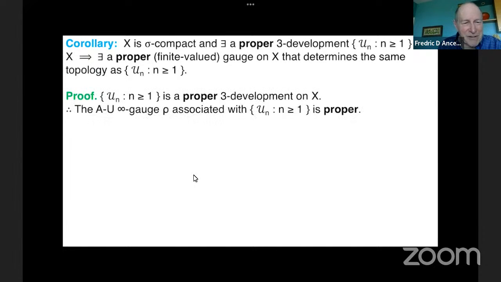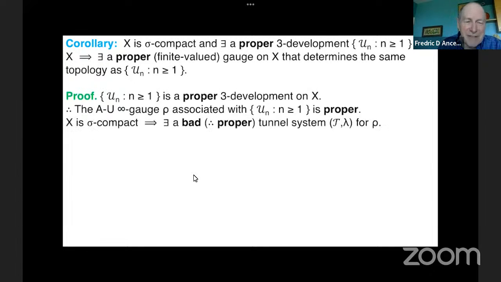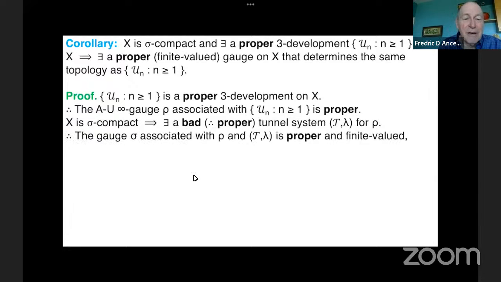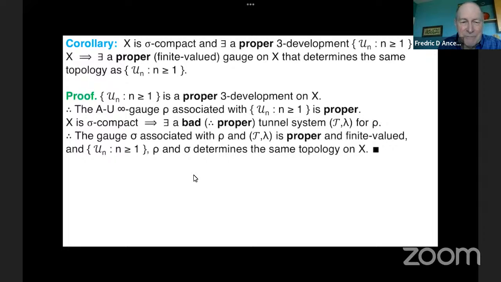Well, I sketched what I just said. You have your proper 3 development. From it, you create the infinite value gauge. You take a bad tunnel system, it's proper. And that gives you, when you use both the tunnel system and the original infinity gauge to define the distance between 2 points, you end up with a proper finite value gauge, and that gauge determines the same topology as the original development.